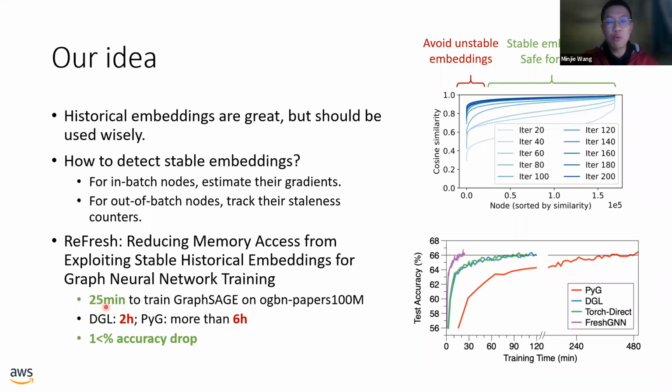So we found that we can train this graph on OGB paper 100 million in 25 minutes using just one machine. Normally, neighbor sampling on DGL takes 2 hours. For PyG, it's more than 6 hours, and there's almost no accuracy drop compared with neighbor sampling.